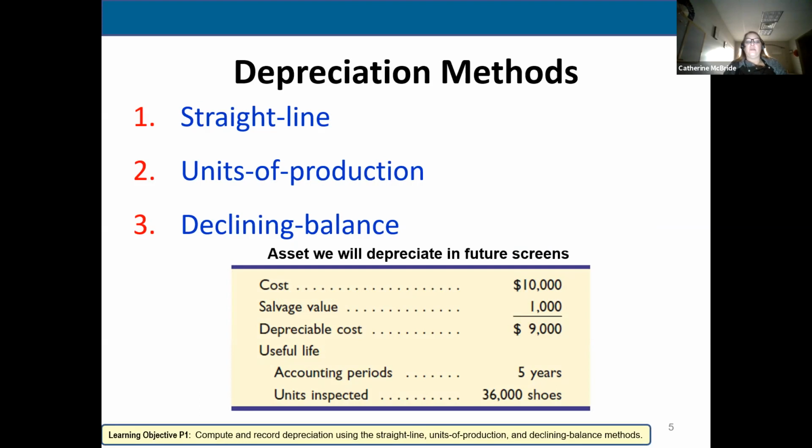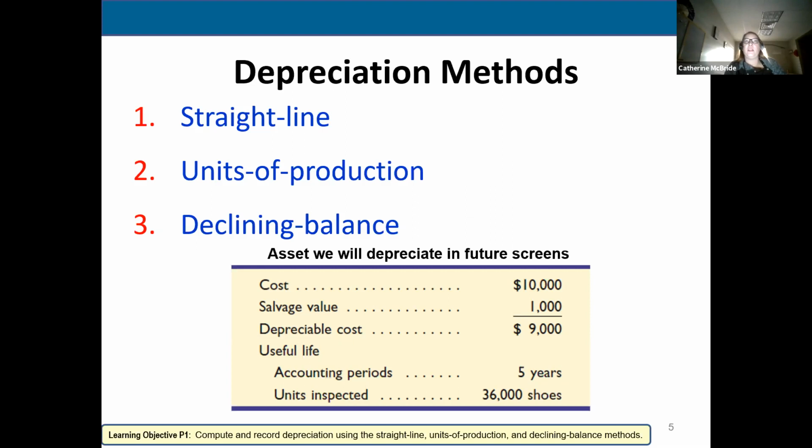So for straight line depreciation, let's say we have an asset, the cost was $10,000, the salvage value is $1,000, that means the depreciable cost is $9,000. Let's say that we have a life of 5 years, and we're going to use the 36,000 units for units of production for that method.